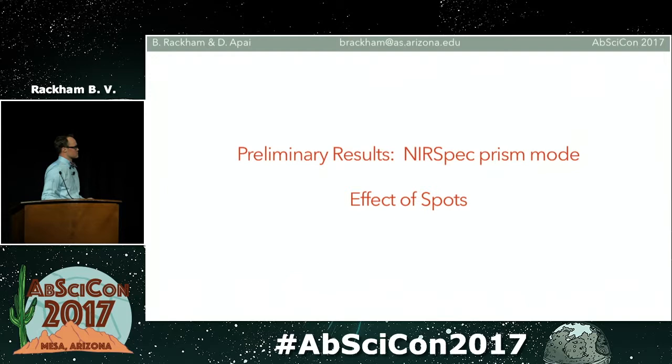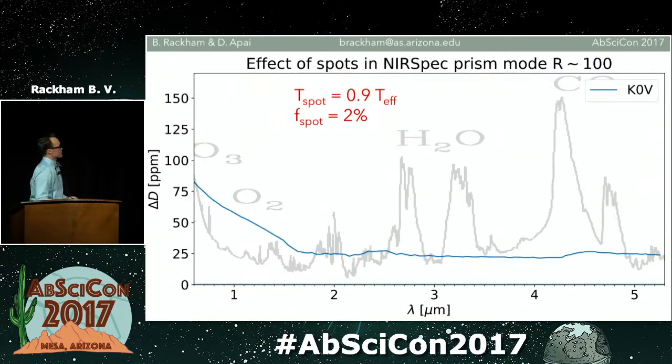So just stepping through the results in the near infrared, if we're looking at the effect of spots, I'm showing here the delta D produced as a function of wavelength. In gray is shown the transmission spectrum of Earth, just to guide your eye. The scale is arbitrary. For a K0 dwarf, the actual amplitude of these features is about 1 part per million. That's the blue shaded region you can barely see. And the effect produced by 2% spot coverage is about 25 parts per million.